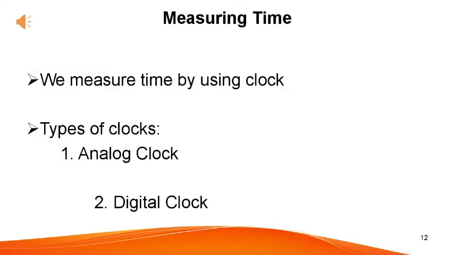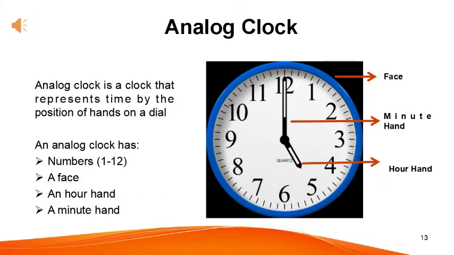Measuring time. As you know now, we measure time using clock. There are two types of clocks: analog clock and digital clock. Analog clock. Analog clock is a clock that represents time by the position of hands on a dial. An analog clock has numbers from 1 to 12, a face, an hour hand, and a minute hand.